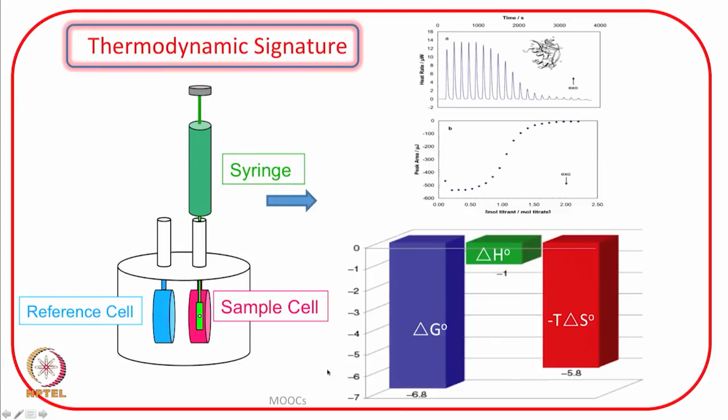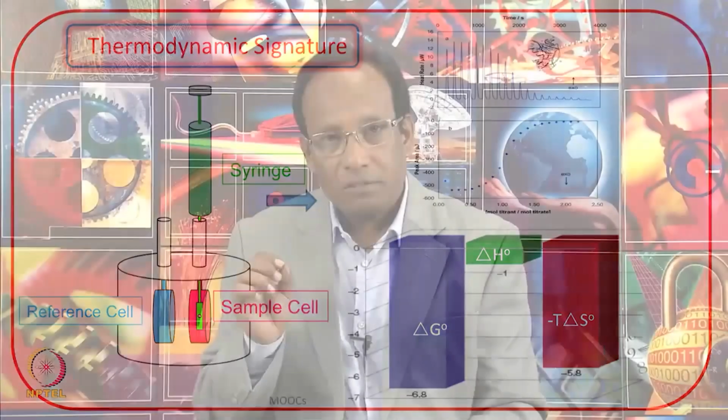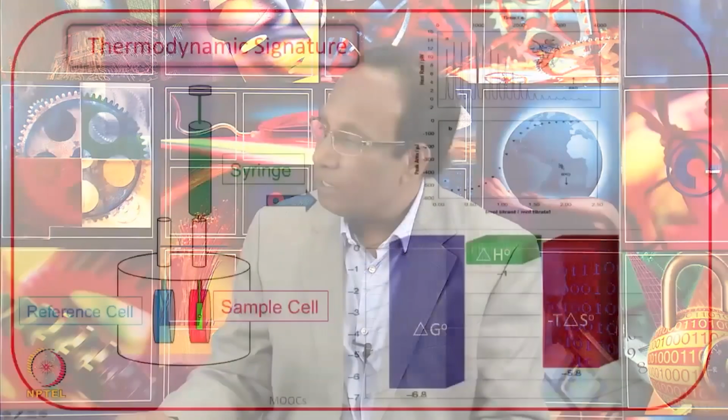And the beauty of the thermodynamic technique, which is isothermal titration calorimetry, is that all these three thermodynamic quantities, that is delta G naught, delta H naught and minus T delta S naught, or in other words delta S naught, can be derived from a single experiment. That is, we have to do only one ITC experiment. And what is that ITC experiment? Let us take a look at this figure.